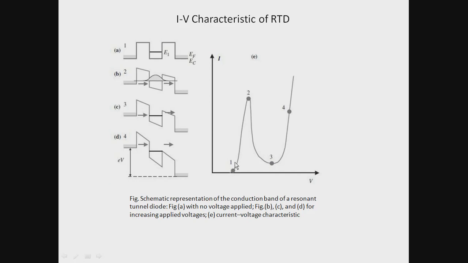This current is gradually increased from 1 to 2 and reaches a maximum value at a particular bias voltage. That voltage is usually called VP. That is the voltage at which the current is at its peak current.